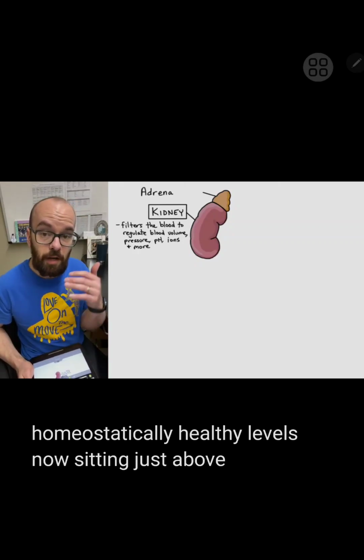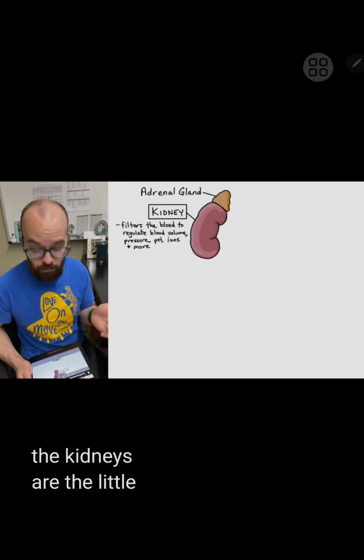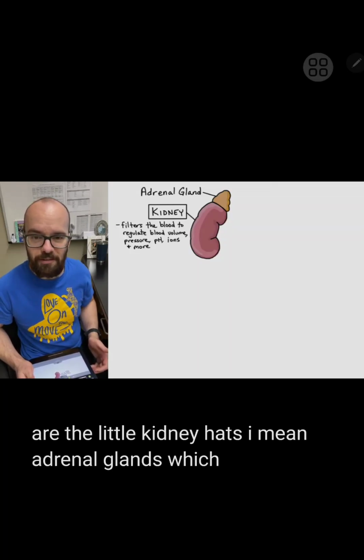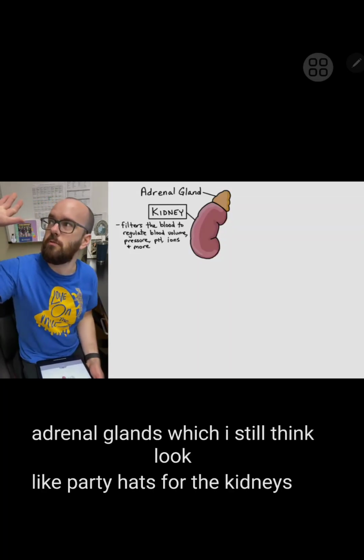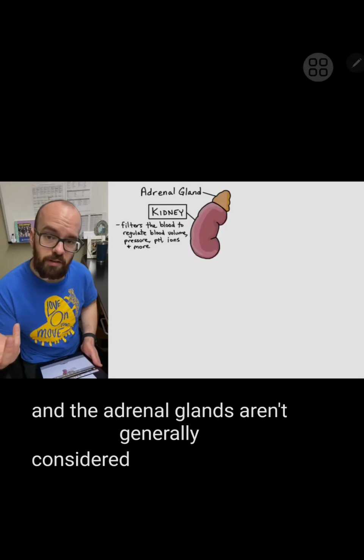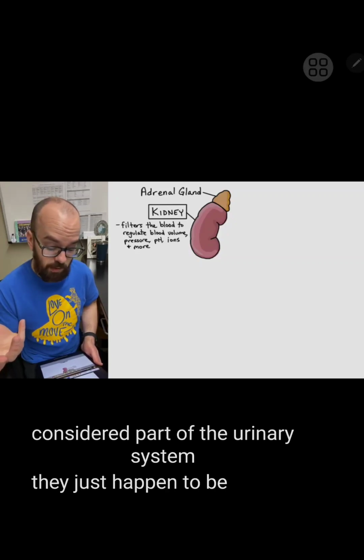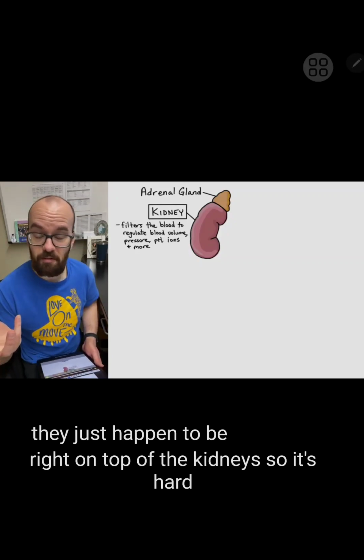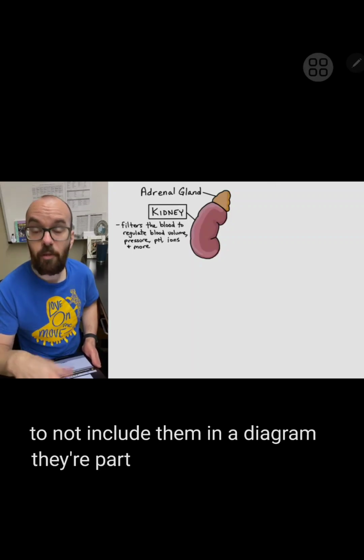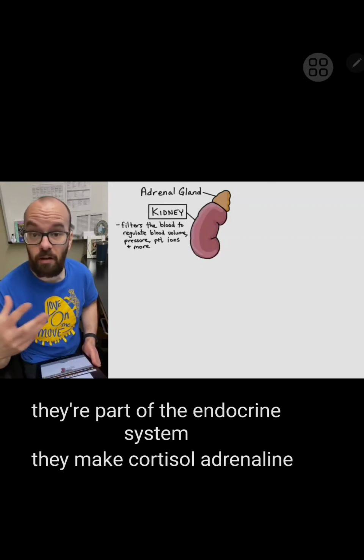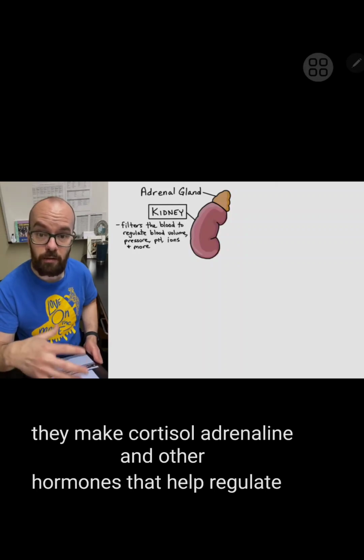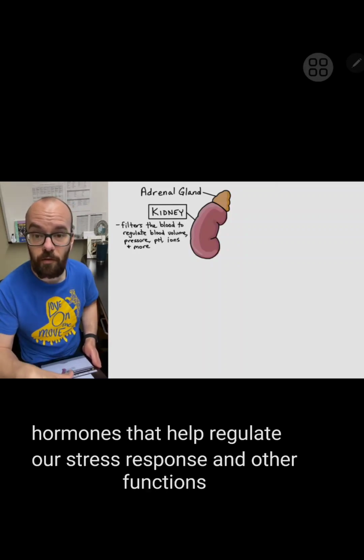Now, sitting just above or superior to the kidneys are the little kidney hats, the adrenal glands, which I still think look like party hats for the kidneys. And the adrenal glands aren't generally considered part of the urinary system. They just happen to be right on top of the kidneys, so it's hard to not include them in a diagram. They're part of the endocrine system. They make cortisol, adrenaline, and other hormones that help regulate our stress response and other functions throughout the body.